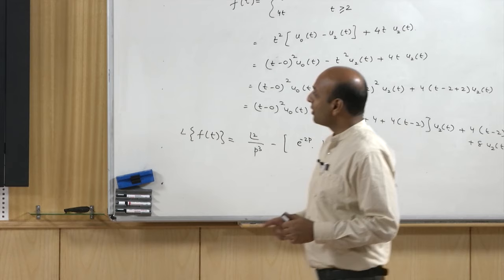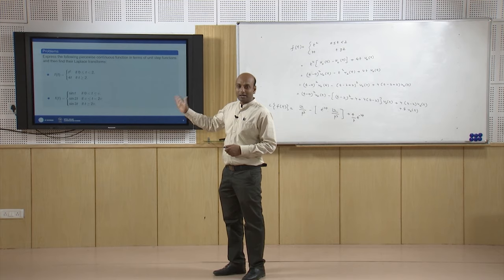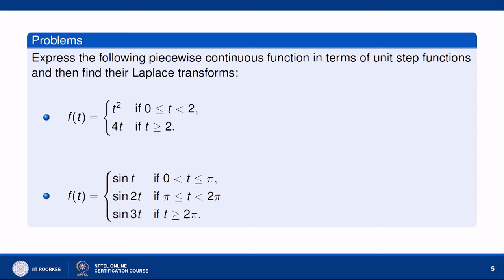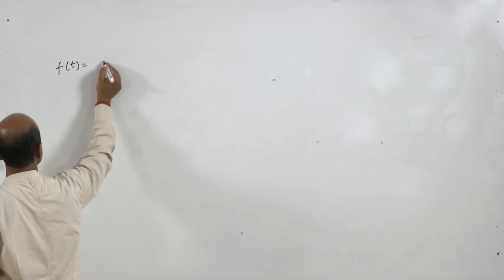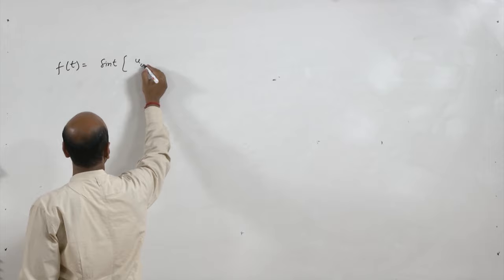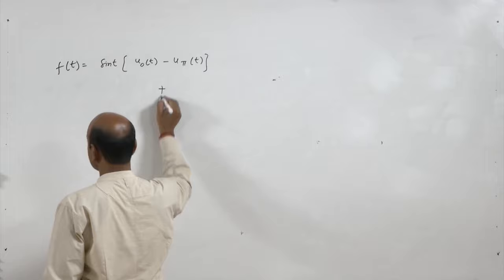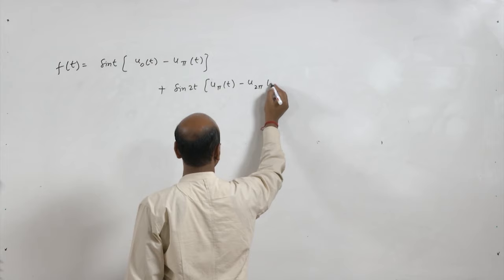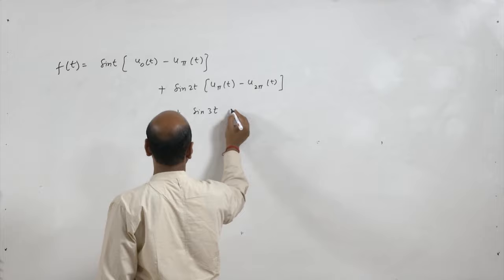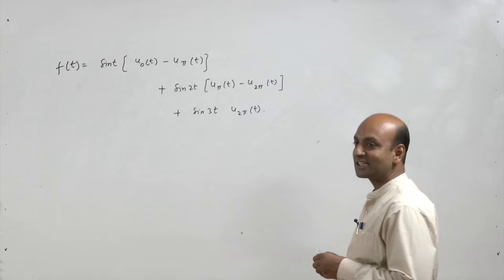Now similarly we can solve the second problem also. First we have to convert this function in terms of unit step functions, and then we can find its Laplace transform using the second shifting property. So this function in terms of unit step functions is sin t into (u_0(t) minus u_pi(t)), plus sin 2t into (u_pi(t) minus u_2pi(t)), plus sin 3t into u_2pi(t). So in this way we can express this function in terms of unit step functions.